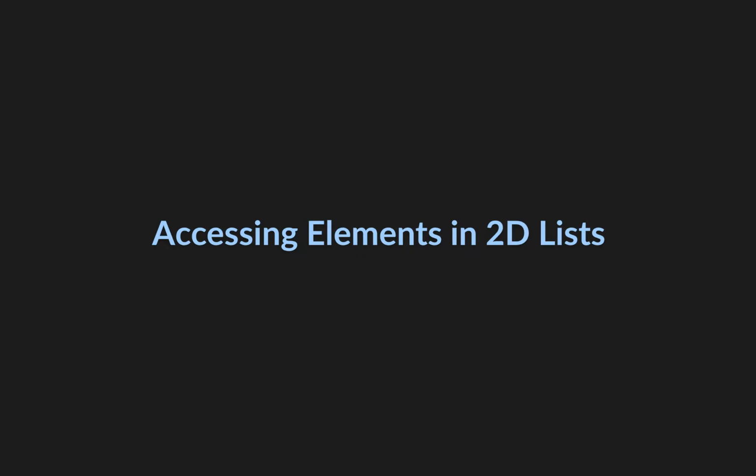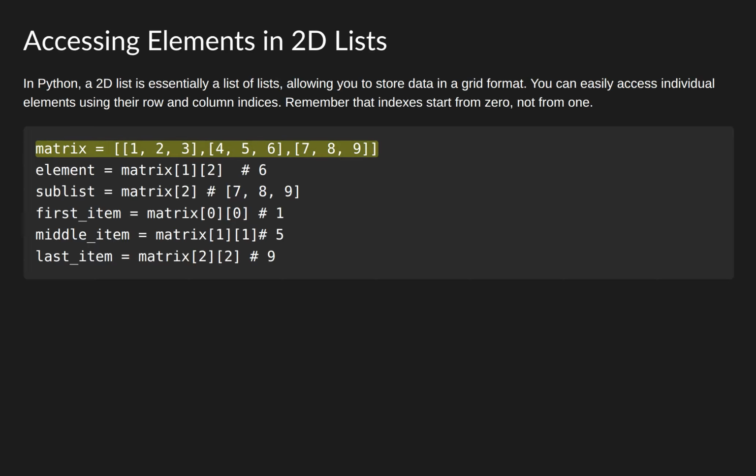Accessing elements in 2D lists. In Python, a two-dimensional list is simply a list of lists, making it possible to organize data in a grid or table-like structure. You can access each element using its row and column indices. Indexing always begins at 0. Here, matrix equals a 3x3 grid containing the numbers 1 through 9.